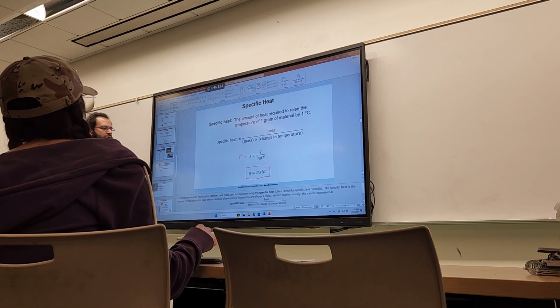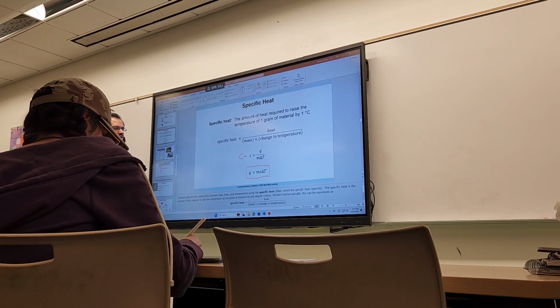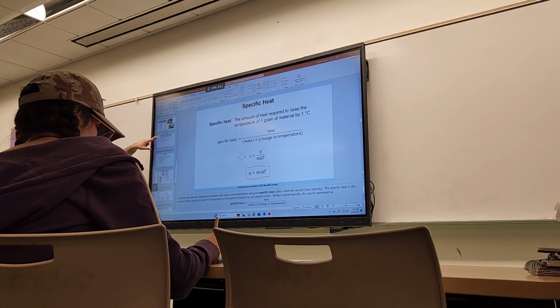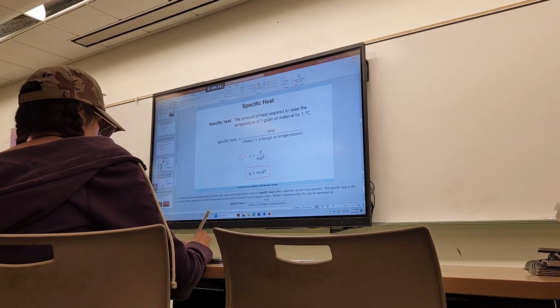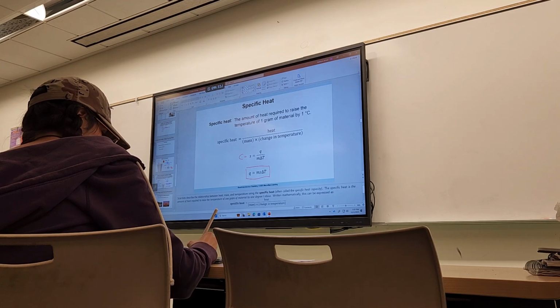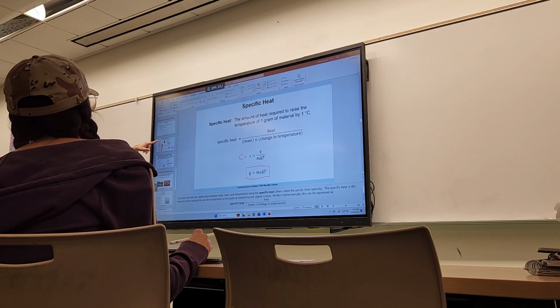Make sure you know how to calculate the amount of heat from your mass, your specific heat, and your temperature change. And it's not always going to be Q that you have to calculate. You can calculate m, you can calculate s, you can calculate delta T, and you should know how to do the algebra to calculate anything else.